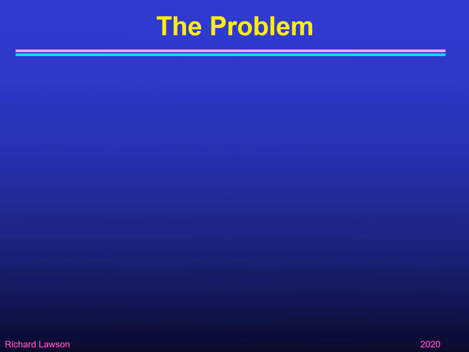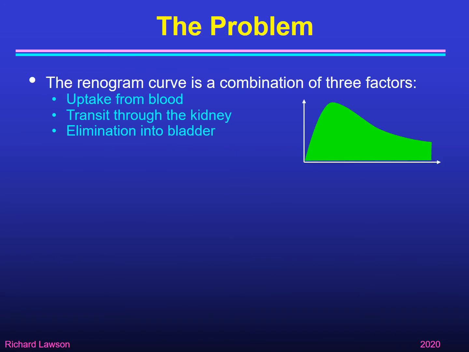The problem that we're facing is that the renogram curve is a combination of three factors. It depends on uptake from the blood coming into the kidney, it depends on transit through the kidney, and elimination from the kidney into the bladder.